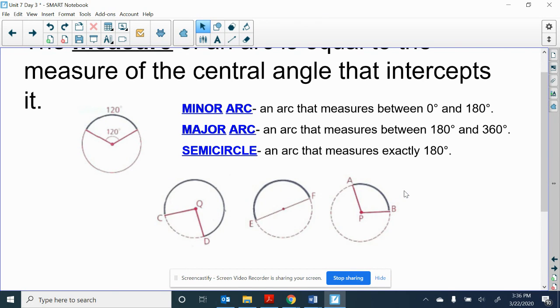So a short exercise. I have three different arcs, and we're going to label each one. All right, so the first one, the highlighted arc, starts at C, goes all the way around to D. That is larger than 180 degrees. That is a major arc. From E to F, well, EF is a diameter, so that would mean that this is exactly half the circle. That's a semicircle. And from A to B, that's only a small portion of the circle. That is what we call a minor arc.